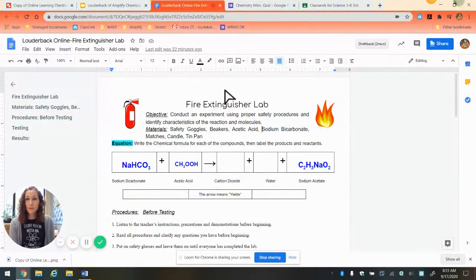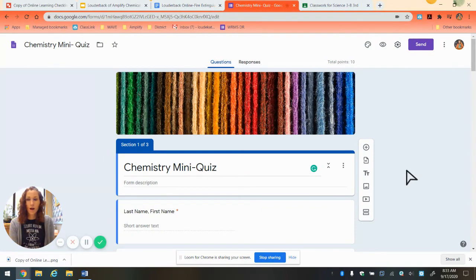The last little bit of class, I'll probably designate like 10 or so minutes, will be to do this mini quiz right here. And it's just a little quick review, 10 points is all, to see how well you're learning, how well you're keeping up with not only the in-class instruction, but also the instruction at home.